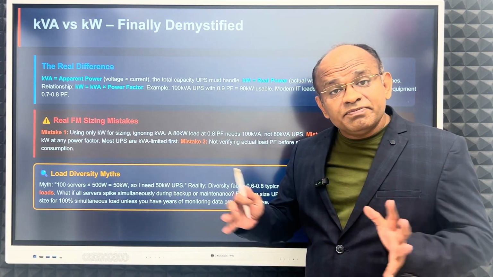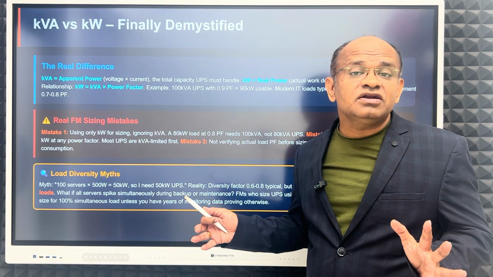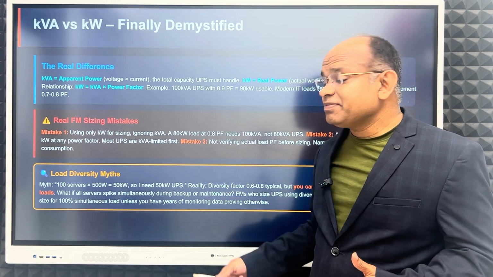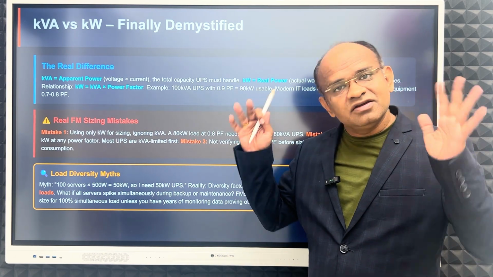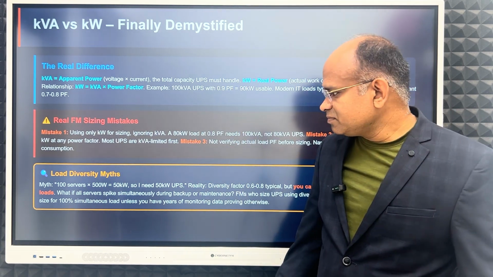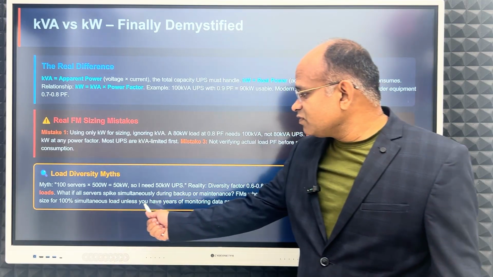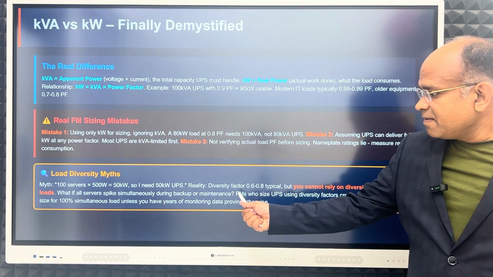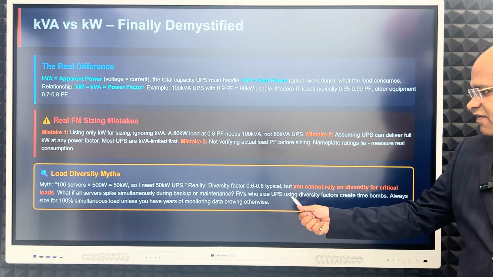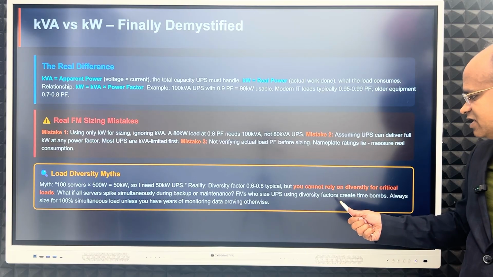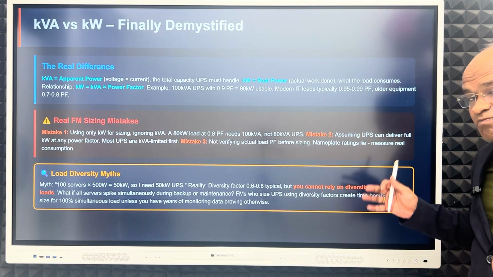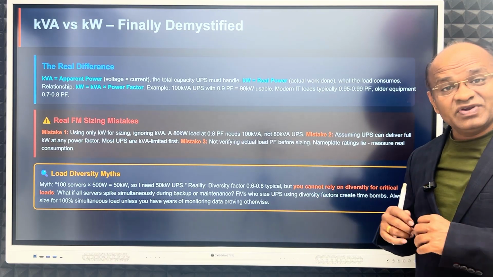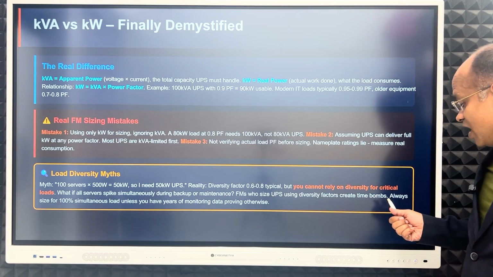No, take a bigger size UPS. Don't rely on this thing. Otherwise, what will happen if all the loads are switched on? Your UPS will come down. What if all servers spike simultaneously during backup or maintenance? Facility managers who size UPS using diversity factor create time bombs. It will explode, capacitors and all, you know how it happens.